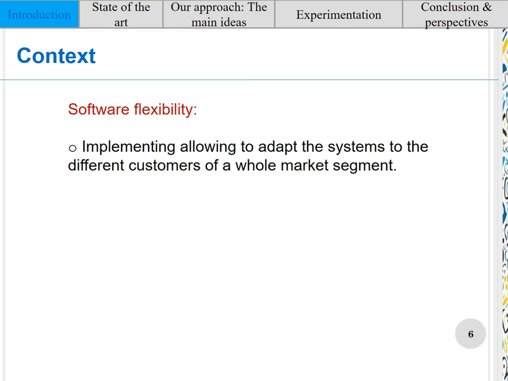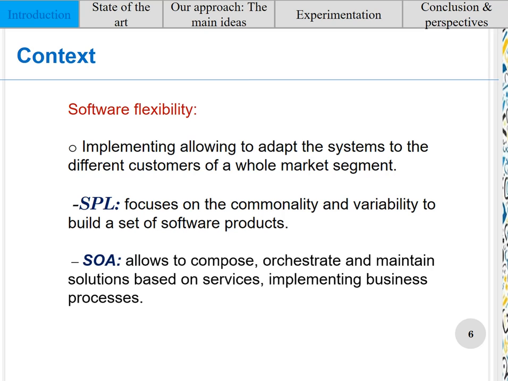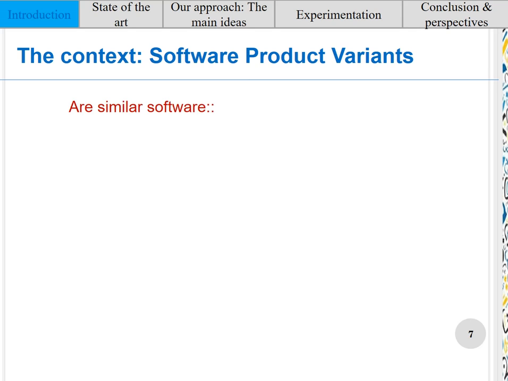So software flexibility means allowing to adapt the systems to the different customers of a whole market segment. In this context, software product lines focus on the commonality and variability to build a set of software products, while service-oriented architectures allow to compose, orchestrate, and maintain solutions based on services implementing business processes.